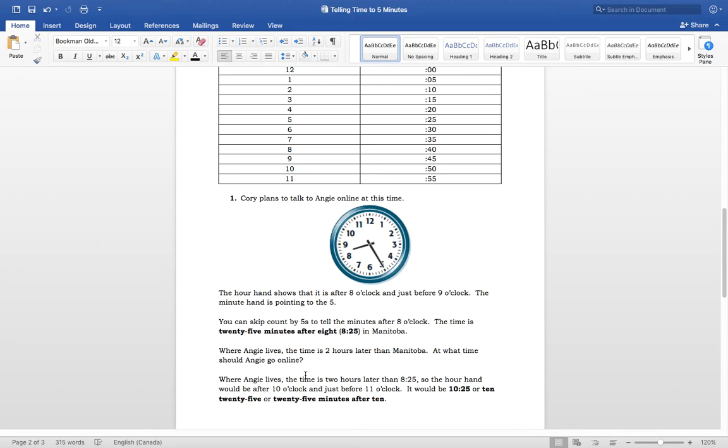So where Angie lives, the time is 2 hours later than 8:25. So the hour hand would be after the 10 o'clock and just before 11 o'clock. So I go 1, 2. So I know it's 10:25, or 25 minutes after 10.